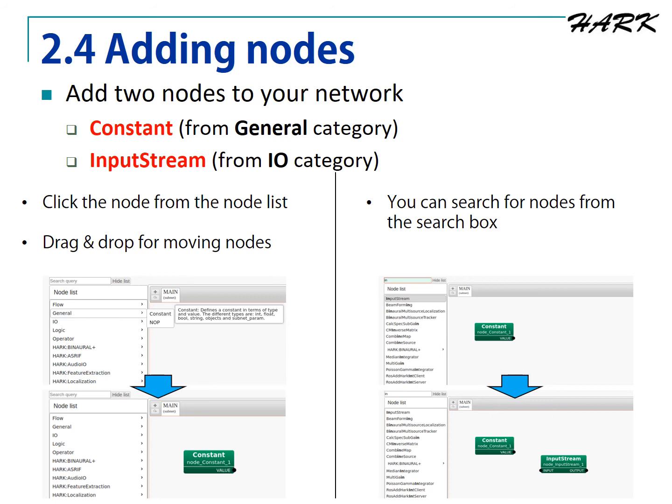If you want to move nodes, you can easily move them by drag and drop. Another way to find nodes is to search from the search box. Type constant in the search box, then you can easily find it on the node list. This will be useful if you forget which category the node you are looking for belongs to.